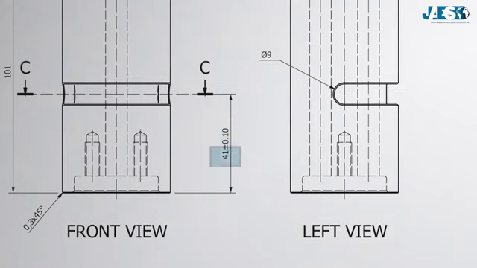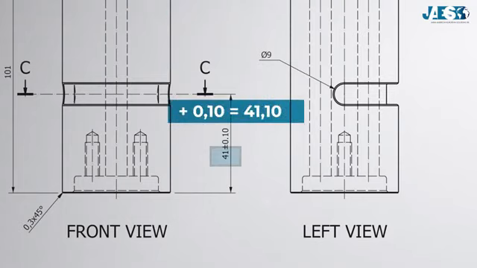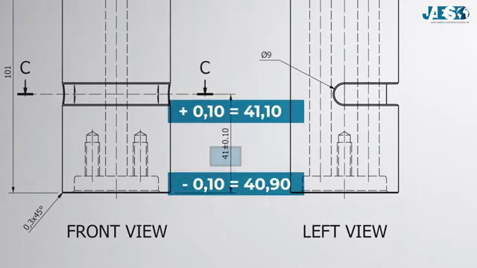So in this 41 millimeter dimension, it's accepted a manufacturing error that can be plus 1/10, that is 41.1, or minus 1/10, that is 40.9. A tolerance can also be specific to a given dimension.